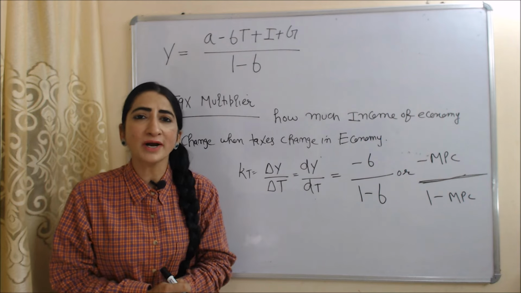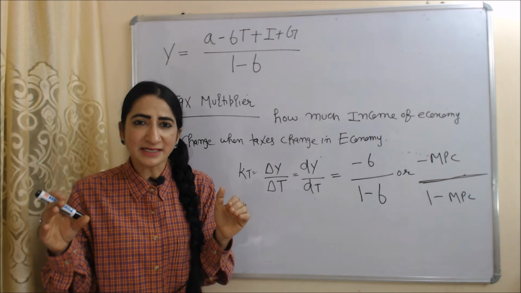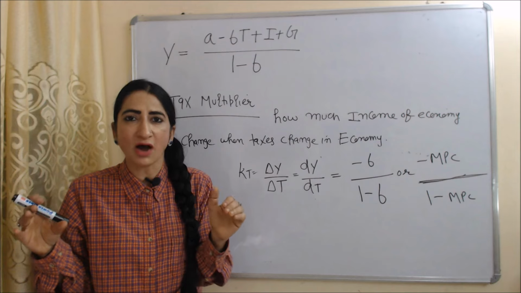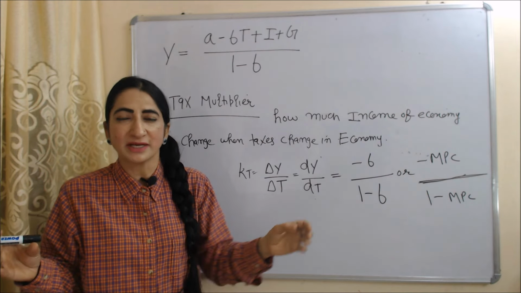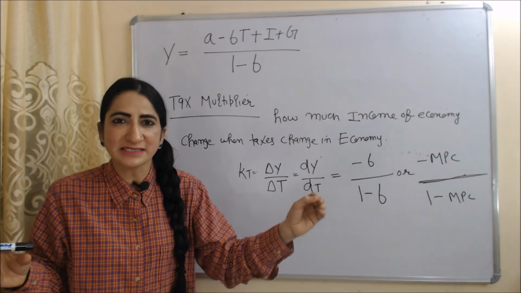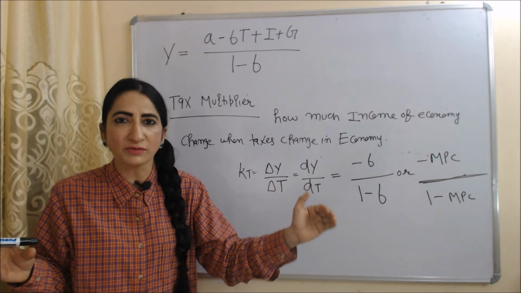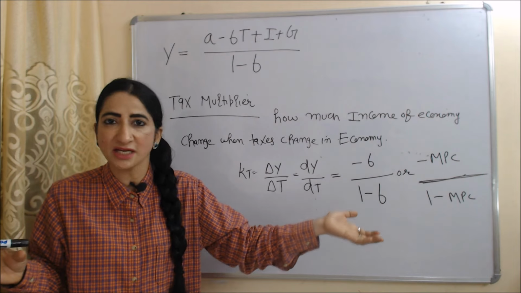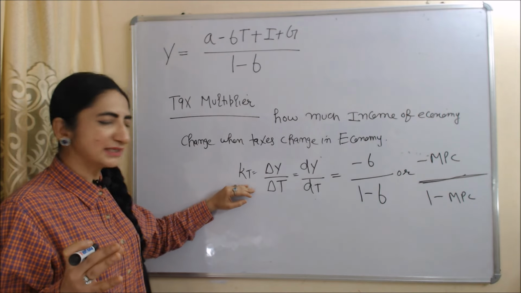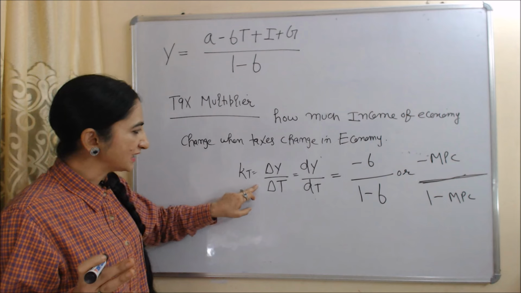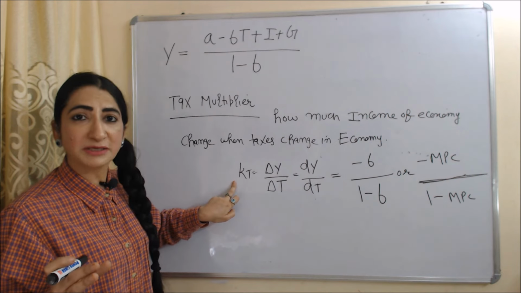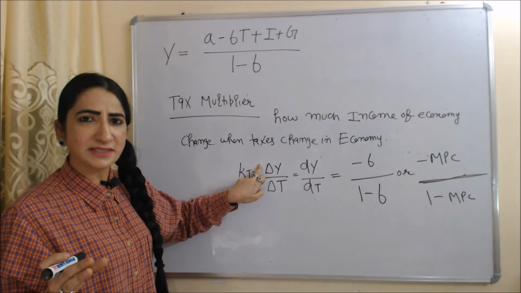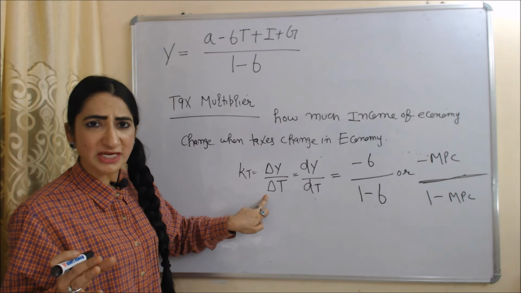With the help of this equation, we will find out the value of tax multiplier. First of all, what is tax multiplier? Tax multiplier basically tells us how much income of economy changes when taxes are changed in economy. Formula of calculating tax multiplier is KT equal to delta Y over delta T. Here KT is tax multiplier, delta Y is change in income, delta T is a change in taxes.